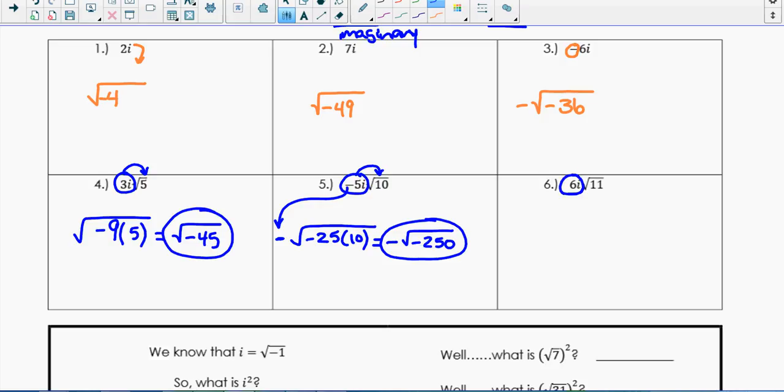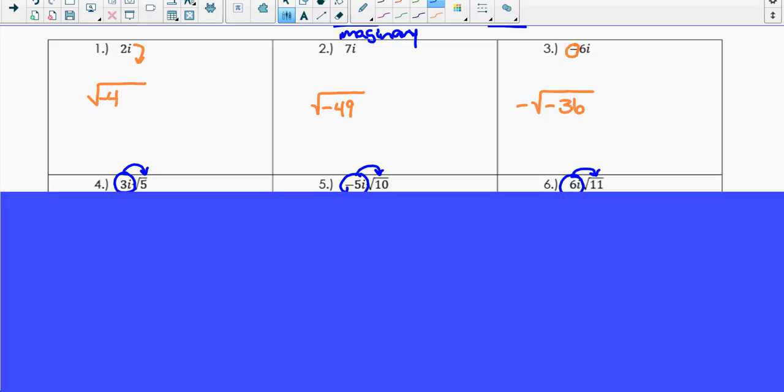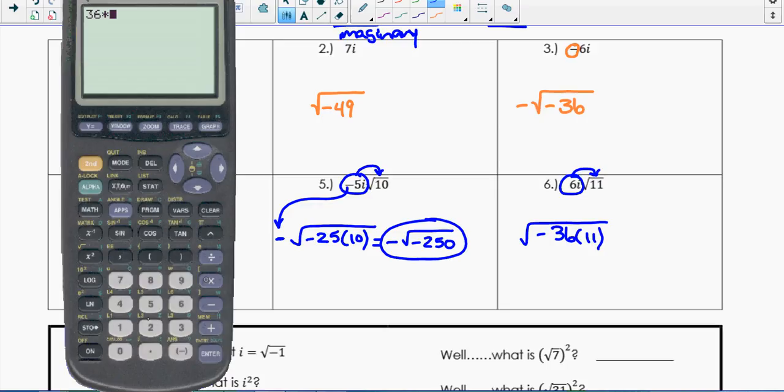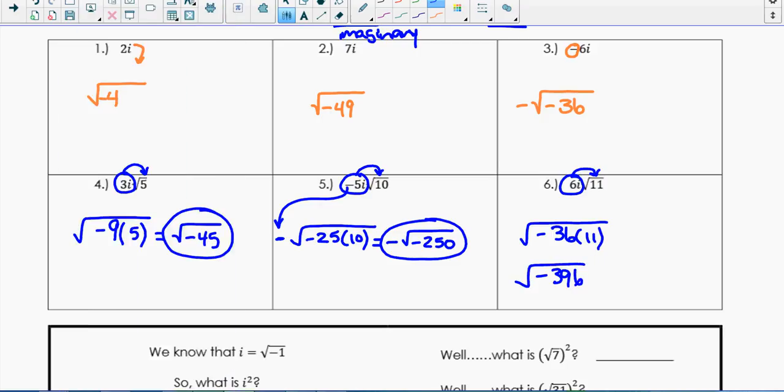Alright, I want to do 6i, and I want to put it back under the radical. So 6 squared is 36, but in order to make it imaginary, I'd have to be taking the square root of a negative 36, and then times 11. And again, I'm going to give you more reasonable numbers than this. So you do 36 times 11, and this is the square root of negative 396. And now notice that all my answers have radicals in them. Alright, and this is what's leading us into our bigger scale for the day.